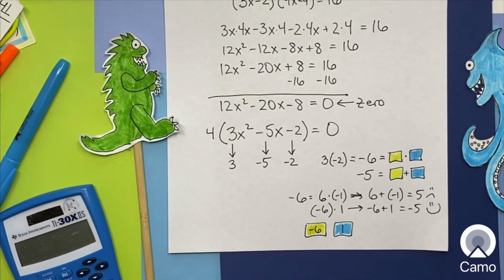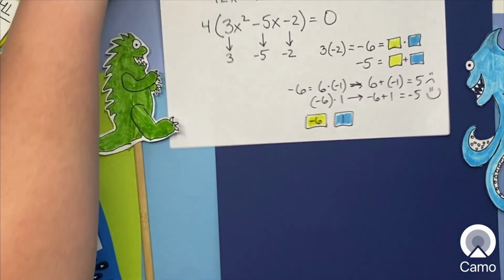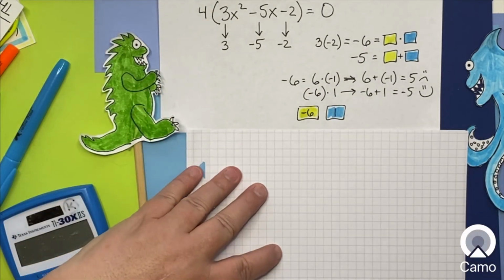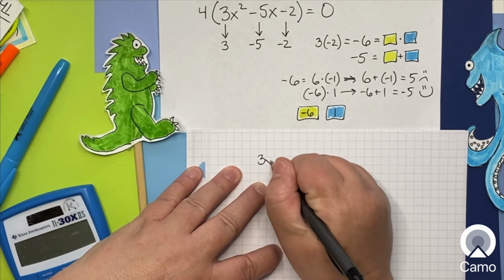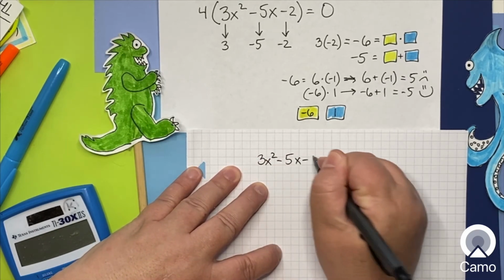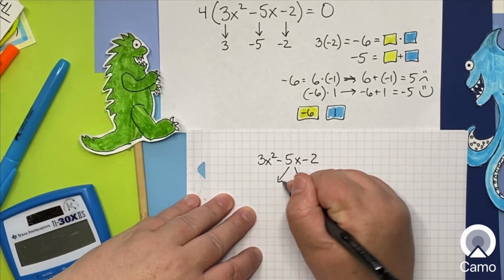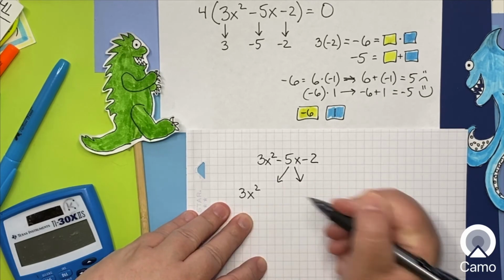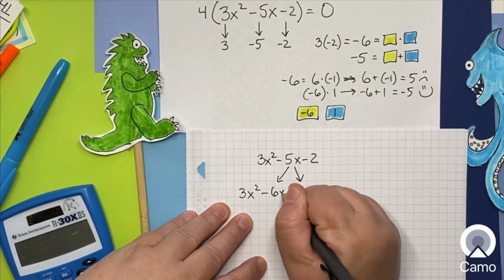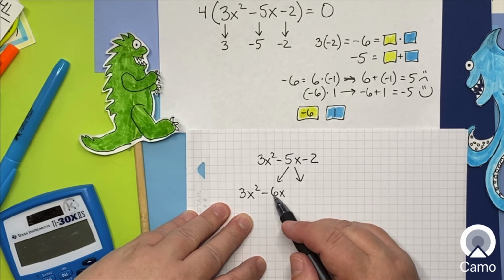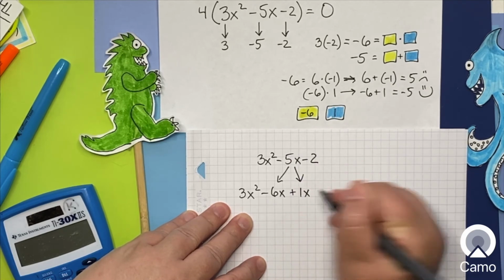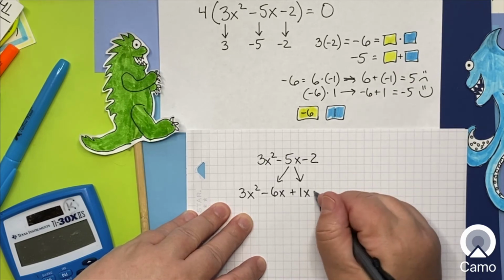Well, then we get some more paper. These are not short problems. So, lots of paper. So I had 3x squared minus 5x minus 2. And I'm going to take the middle term and expand it. So I get 3x squared minus 6x. Why is it x? Because this was x, minus 6x plus 1x, right, because the second number was 1, minus 2.